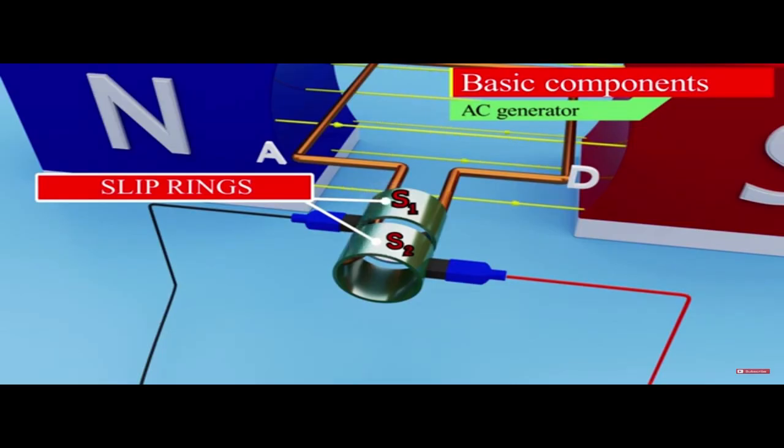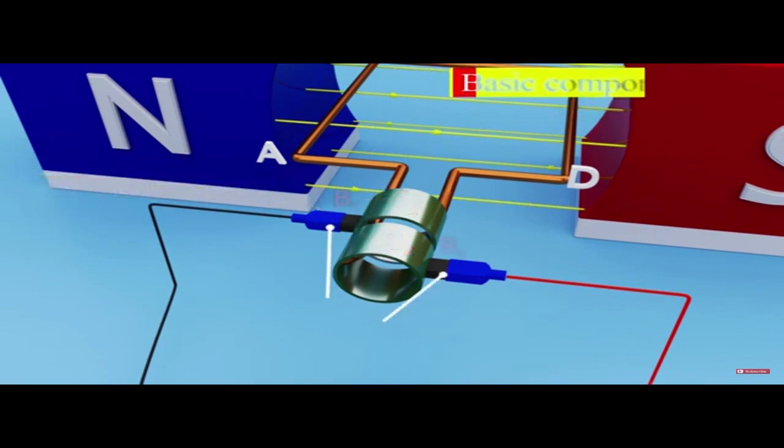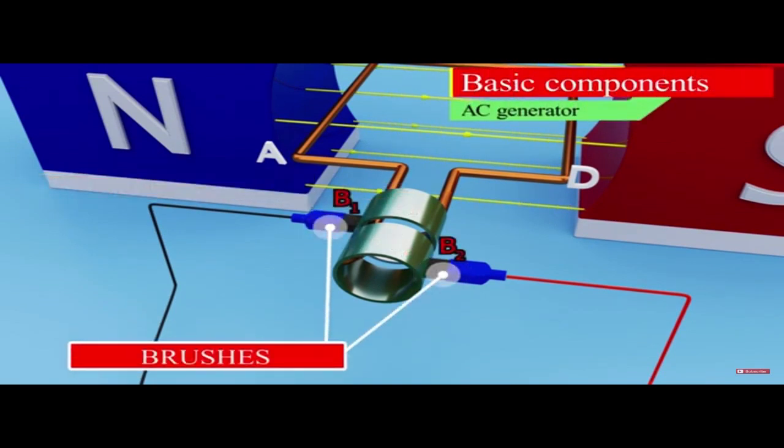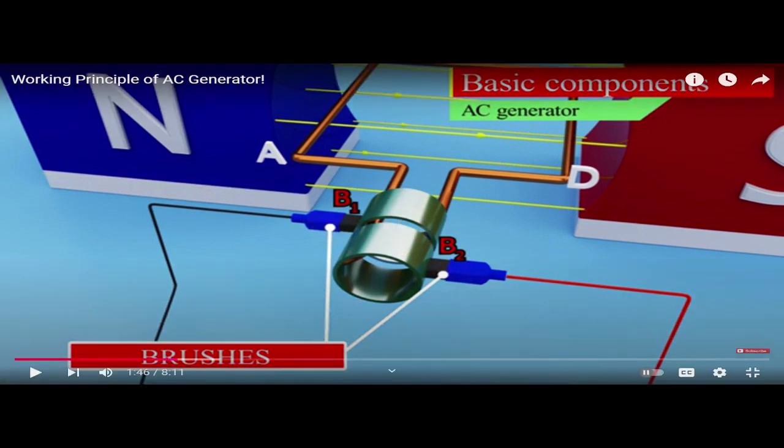Brushes B1 and B2 are usually made of carbon. Those brushes are also important. Sometimes we call them carbon brushes. You can see it is mentioned as brushes in your note as well. Brushes or carbon brushes, either is fine. One end of each brush is in contact with the rotating slip ring and the other end is connected to the external circuit.